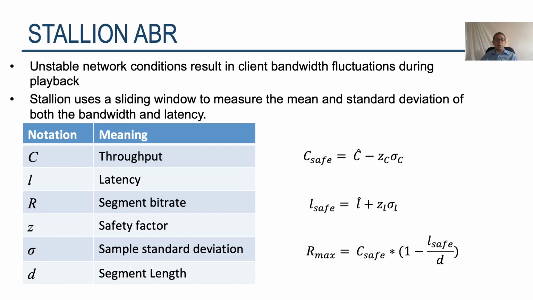Stallion uses a sliding window to measure the mean and standard deviation of both the throughput, C, and the latency, L. Here, latency is measured as the time from when the request is sent to when the first packet of the segment is delivered. Both the throughput safe measure and the latency safe measure have a safety factor, Z, that can be adjusted. When estimating the max available throughput, R, we multiply the safe throughput by the usable amount of time for the segment duration, which does not include the latency. Stallion relies on these measures to make a safe estimate for our bitrate selection, which will reduce the amount of stall events and improve the overall quality of experience of the end user.